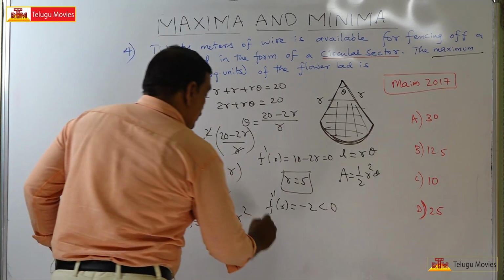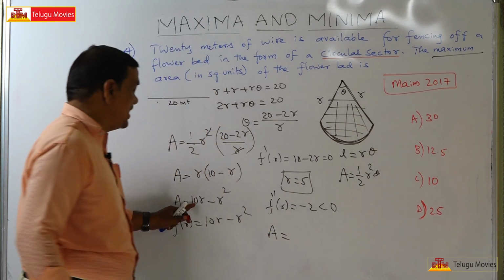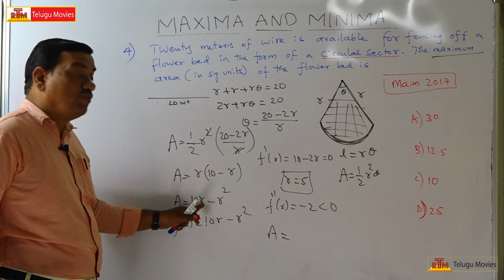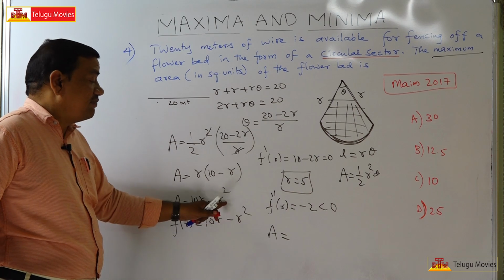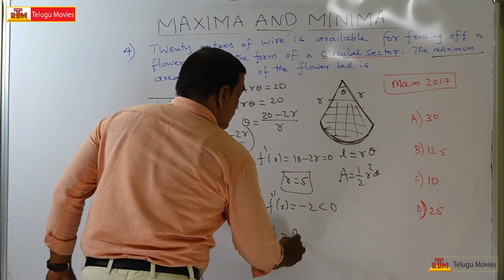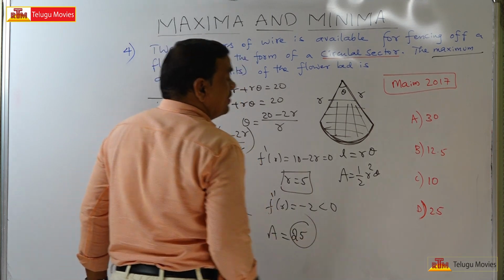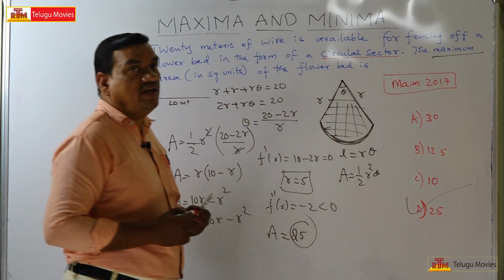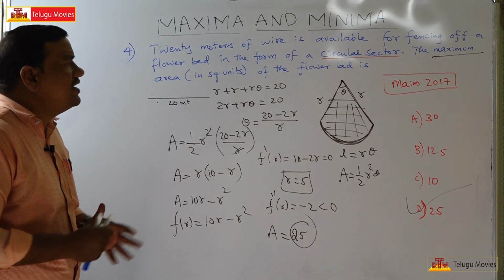So A is equal to 10r minus r square. 10 into 5 is 50. 50 minus 5 square, which is 25. 50 minus 25, so this is equal to 25. Therefore 25 square units will be your answer. So, a very, very easy problem.